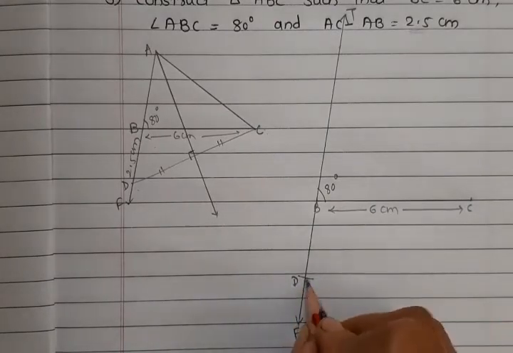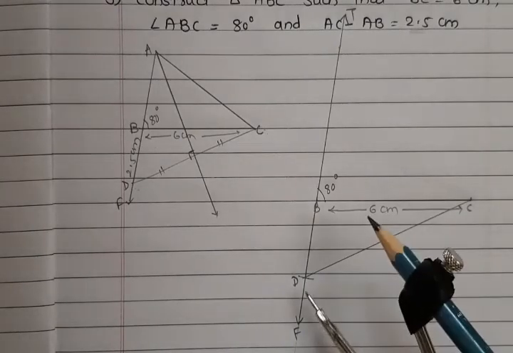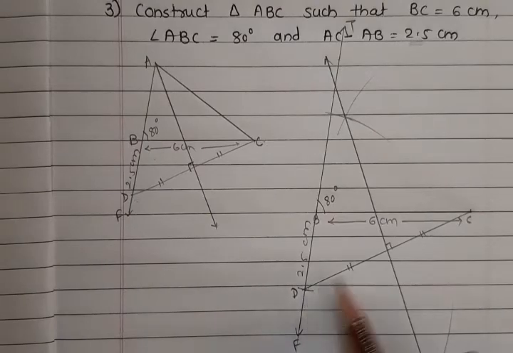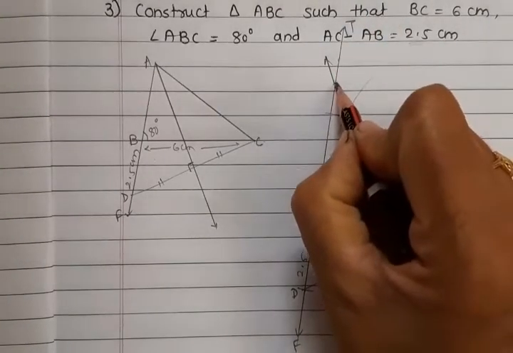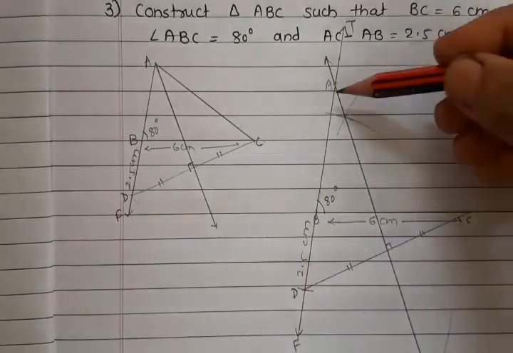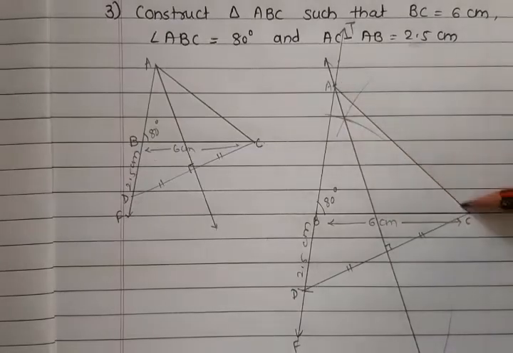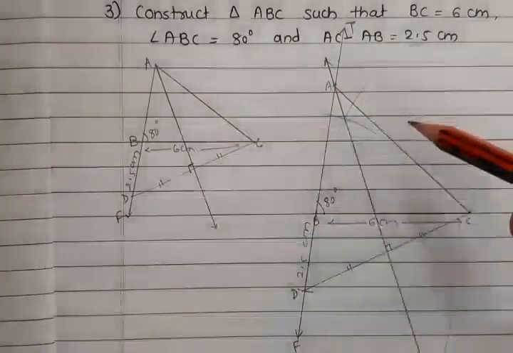Then draw the segment DC. Now you have to draw the perpendicular bisector of DC. The perpendicular bisector of DC intersects the ray BF at point A. Then afterwards you have to join the points AC. After joining AC you will get the triangle ABC, which is our required triangle.